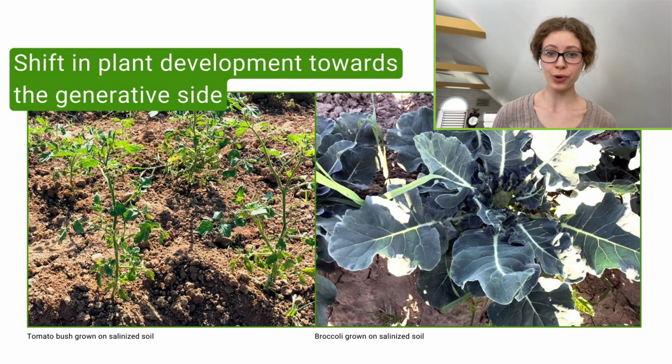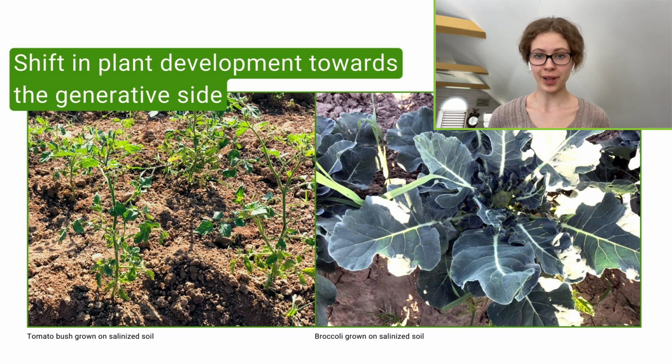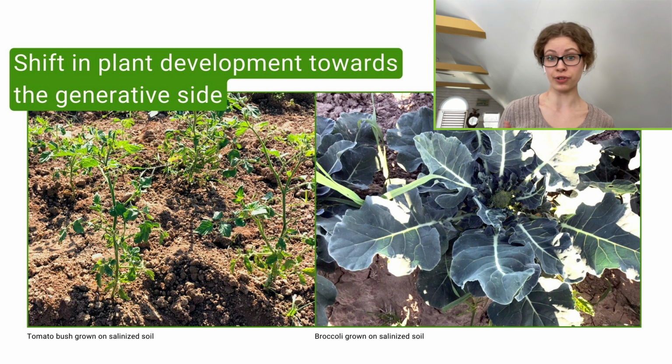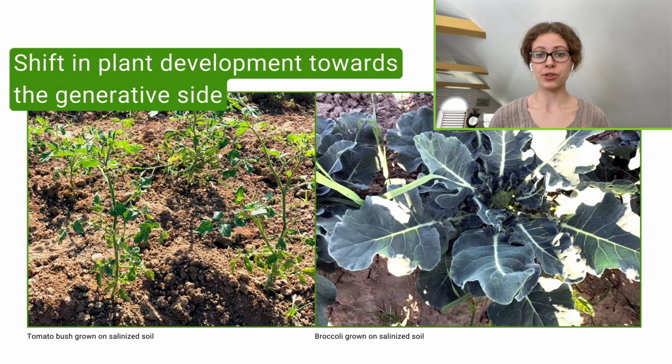Another sign of salt poisoning is an abnormal shift in plants' development towards the generative side, when the sufficient vegetative mass of plants hasn't formed yet, but the buds, flowers, and fruits are starting to grow already. On this photo, you can see 2 or 3 branches of this tomato bush are starting to grow, despite the plant's overall weakness. And back to broccoli, here we see an already appearing weak head, even though the rest of the plant looks quite miserable.